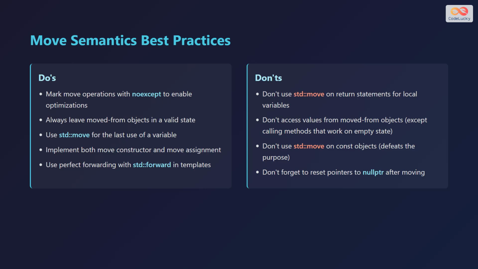Now let's explore what not to do. Don't use std::move on return statements for local variables. Don't access values from moved-from objects, except calling methods that work on empty state. Don't use std::move on const objects, as it defeats the purpose. Don't forget to reset pointers to nullptr after moving.